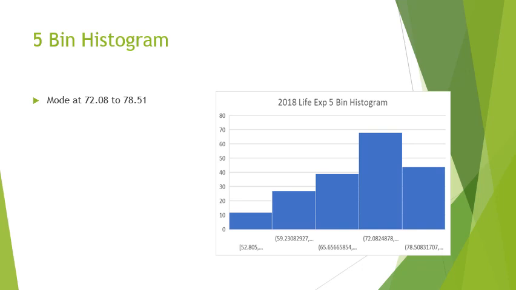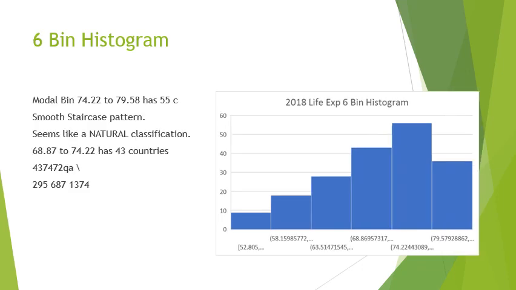So in the 5-bin histogram, we have a single mode between 72 and 78. At 6 bins, we have a smooth staircase pattern. Each of the bins contains an increasing number of countries up till the next to last one, which is the modal bin, and after that there is a sharp fall off. If we wanted to classify countries by life expectancies, this bin shows that this is a natural classification which breaks up the countries fairly smoothly.